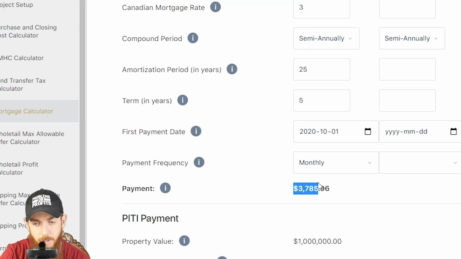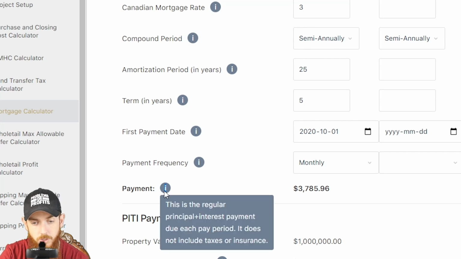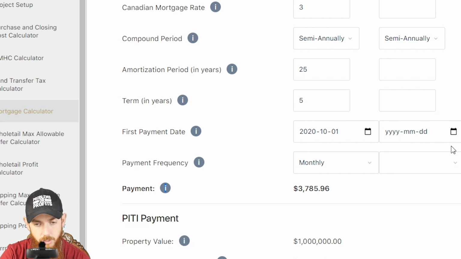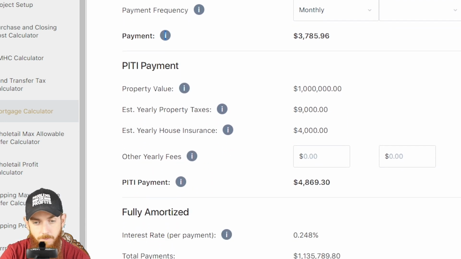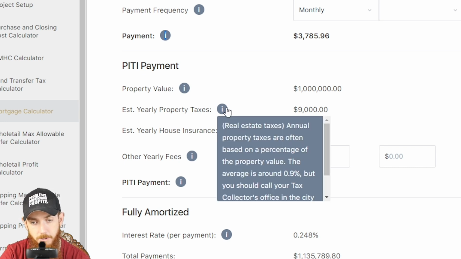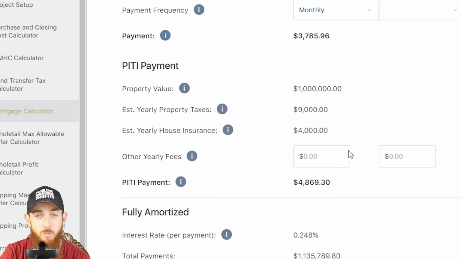So now I'm going to have my payment. So essentially, again, if you weren't sure, this is the regular principal plus interest payment due each pay period. It does not include taxes or insurance. But this calculator does do a quick little initial estimate for you in case you wanted to estimate your property value and, based upon that, your property taxes. So again, this is really just for ballpark purposes.